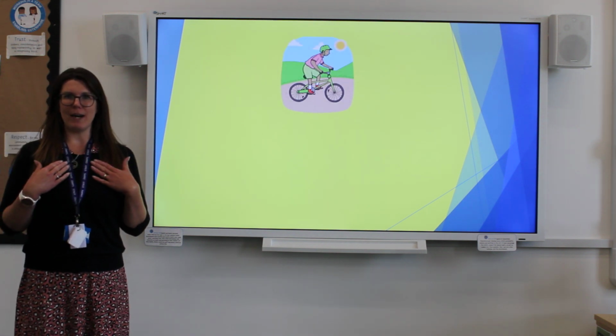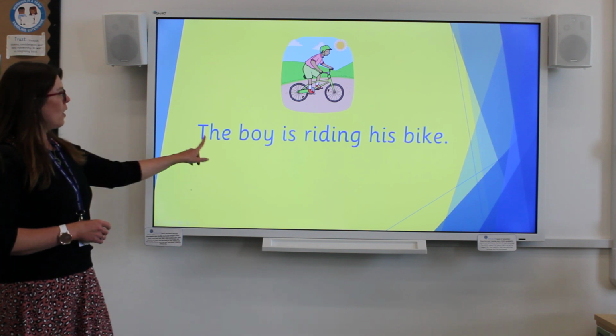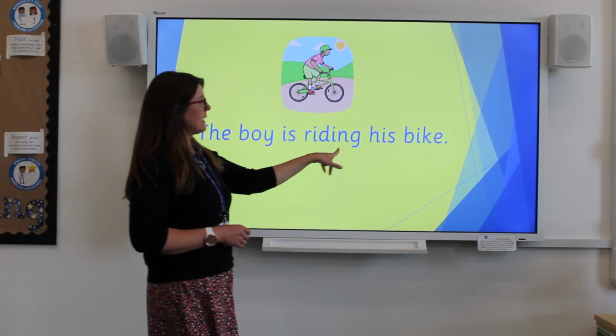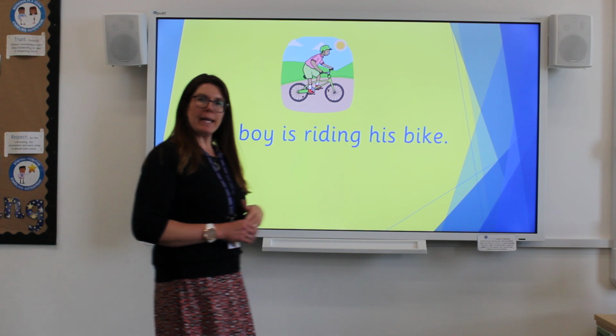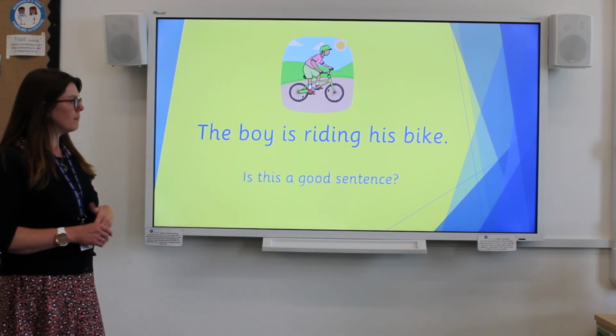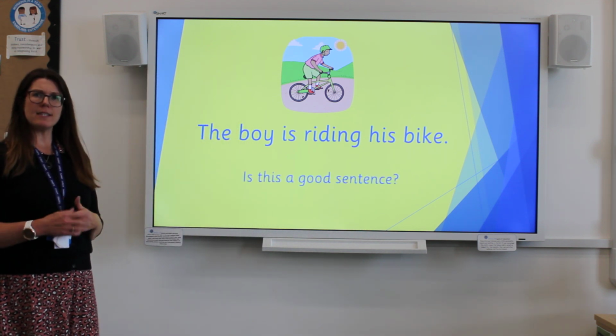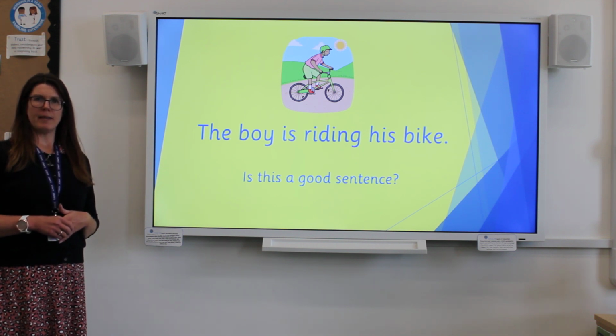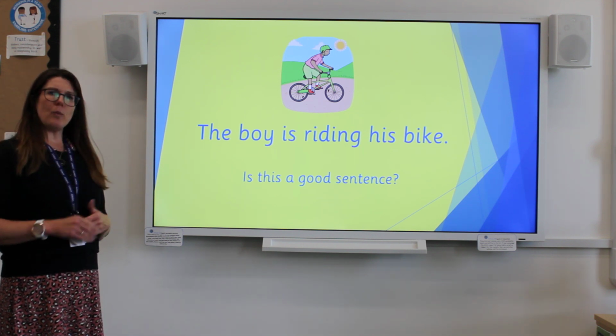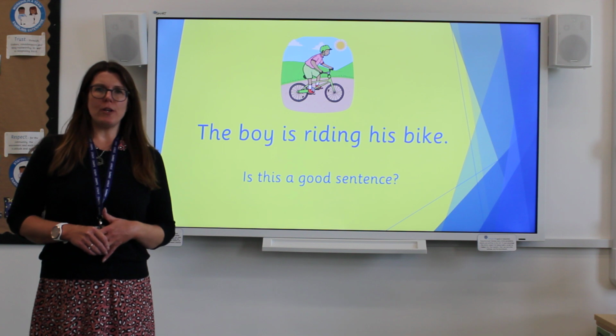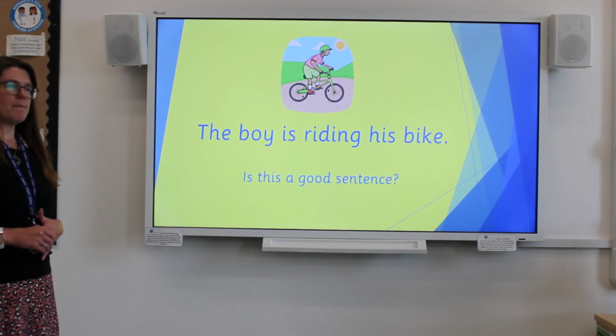This is my sentence. The boy is riding his bike. Do you think that this is a good sentence? Have a look and see which features you can notice in my sentence.